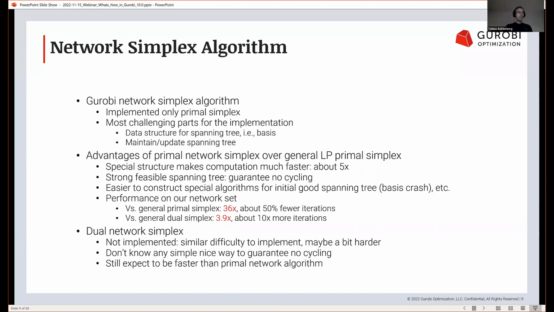There is also the dual network simplex algorithm, but this we did not yet implement. There would be similar difficulties to implement it, but even a little bit harder. So we currently don't know any simple and nice way to guarantee that there is no cycling. If we were to implement it, we would expect it to be faster than the primal network simplex algorithm, but as I said, we did not yet do that.